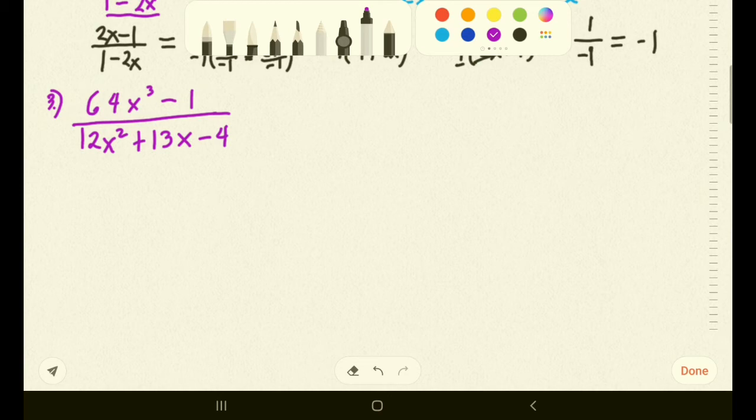Since there are two terms, it might be the sum or difference of two cubes or the difference of two squares. But you may check it. 64x cubed is a perfect cube and also 1. So definitely 64x cubed minus 1, you can apply the factoring technique for the difference of two cubes. So how?